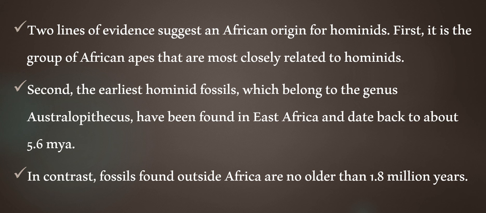And I repeat, the first thing is that a group of African apes which closely resemble the hominids were found in Africa. Second thing is that Australopithecus, these kinds of hominids, were also found in Africa, dated back to 5.6 million years ago. In other places some fossils are also found, but those are dated back to 1.8 million years ago. So you can understand the time difference here.